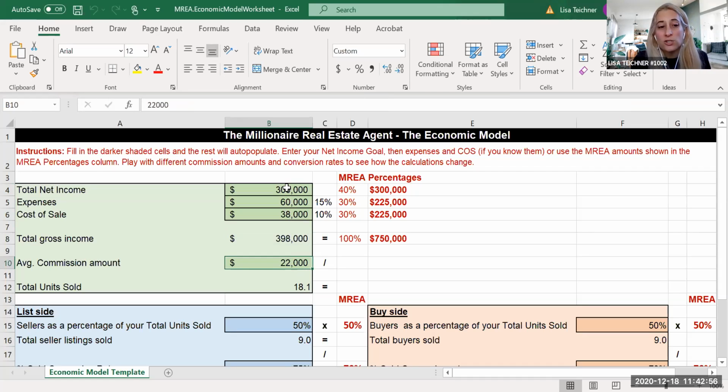So it's pretty cool. You just plug in the number and then your expenses. So what I did here is I said, okay, I want to net $300,000. And based on the Millionaire Real Estate Agent book, my expenses should be no more than 30% of what my gross income is going to be. And my cost of sales should be no more than 30%. So it's a profit first model. 30, 30, 40 is the model. Cost of sales is 30%, expenses is 30%, 40% should be profit.